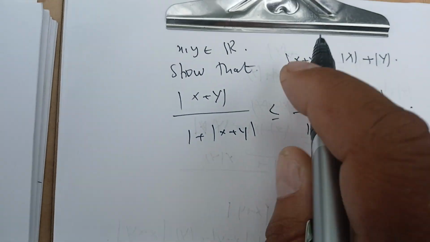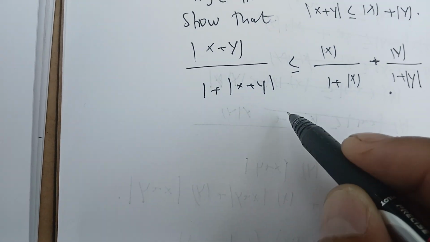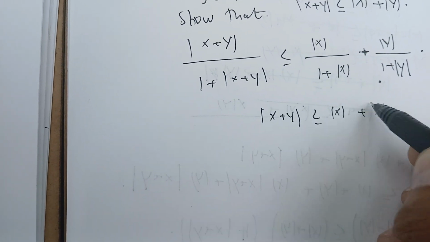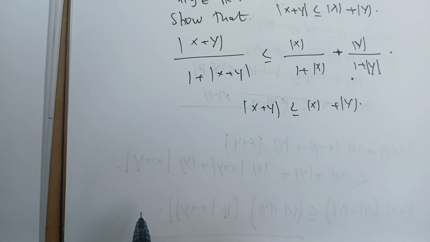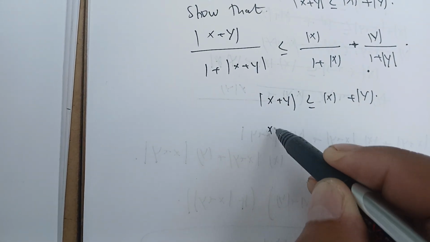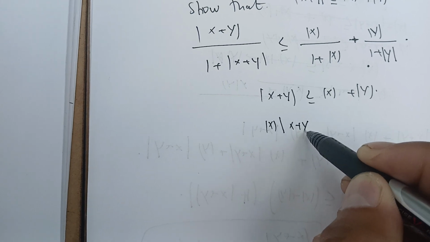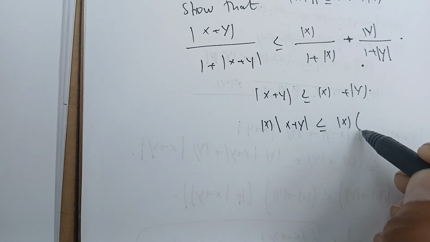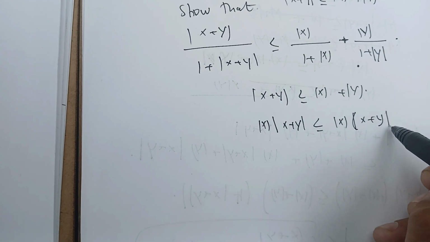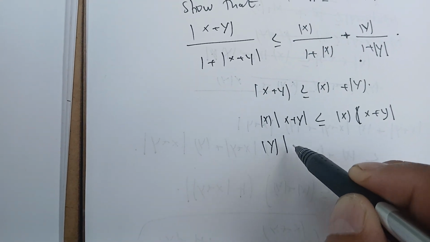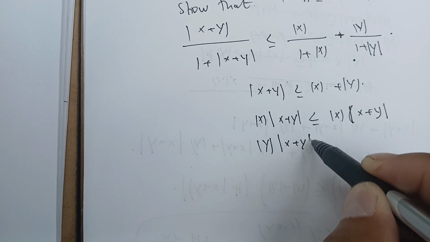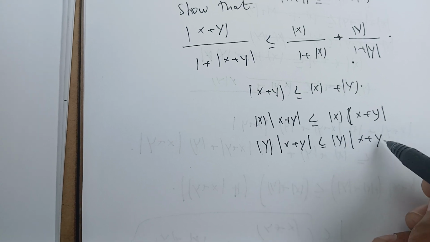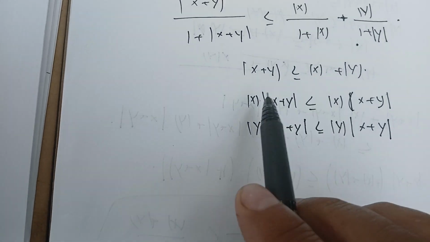The first one is that we know that given any x and y, we have this result. Okay, so now if we multiply both sides by the absolute value of x, we get this one here is less than itself, the absolute value of x plus y. The same thing for y. Why are we doing this? We will see why. Okay, so just this one is true.